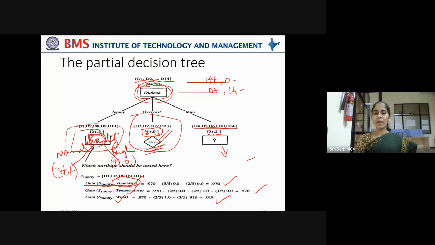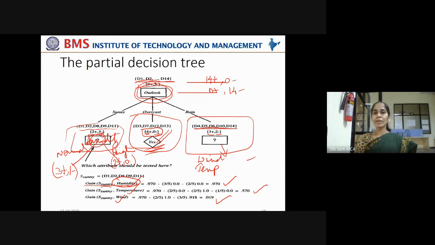Now come to the other branch, rain. This branch, rain. There are 3 positive and 2 negative. Now, whenever the outlook value is rain, you have to calculate the information gain for wind and you have to calculate the information gain for temperature.